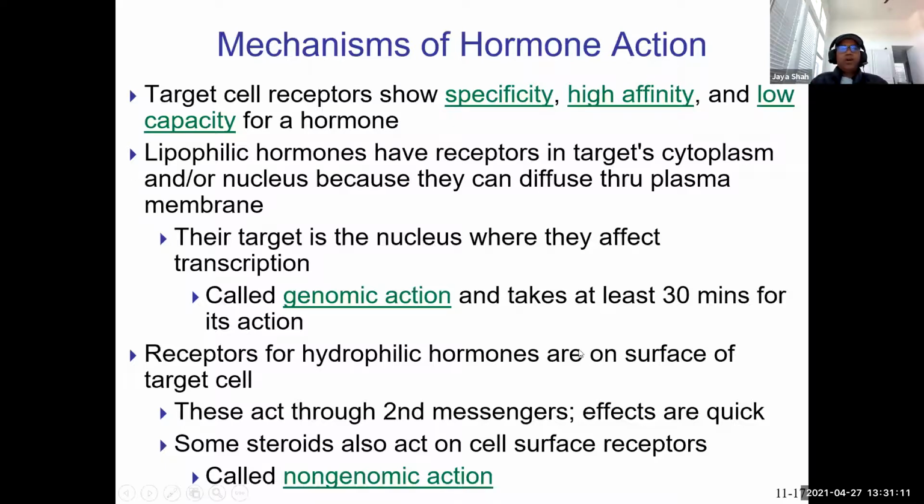So the lipophilic hormone changes the gene function. That's why their action is called genomic action. And it takes time for that hormone to go inside and produce its effect. It takes like half an hour, 1 hour. Sometimes it takes weeks and months to produce effect. That's why steroid hormone takes a long time to produce its effect.